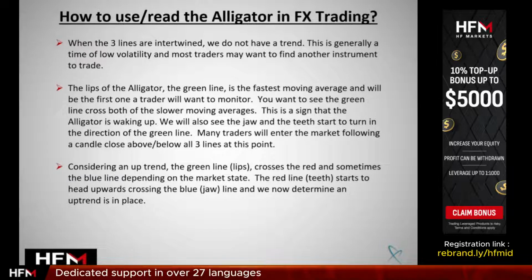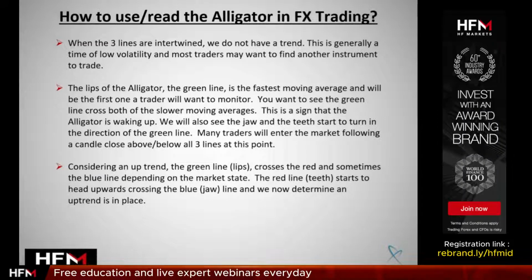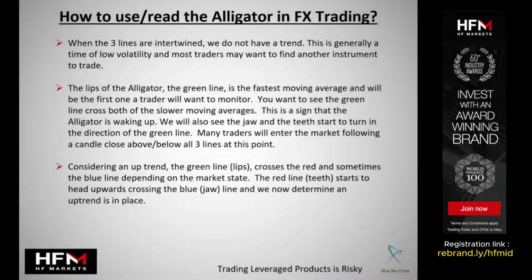Right, so the green line, which is the fastest moving average, that is the line that should be crossing the red and the blue line from bottom to top if you're looking for a bullish trading opportunity. And from top to bottom, going below the green and the red, sorry, the blue and the red line, if you're looking for a shorting trade opportunity. Okay?